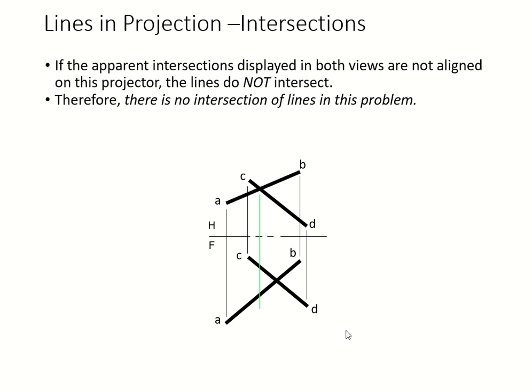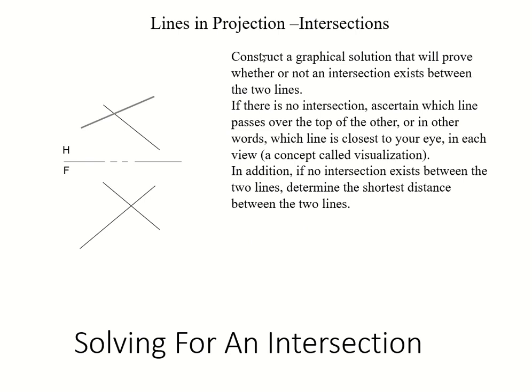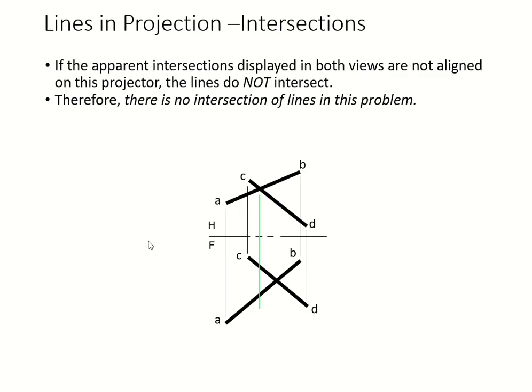That's how we determine whether the lines that you see on the top view or front view actually intersect. It depends on the problem. In this problem, we're looking for whether an intersection exists between the two lines, and they don't intersect. That's it for whether or not the lines intersect and how we determine that.